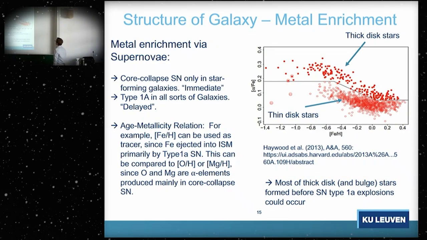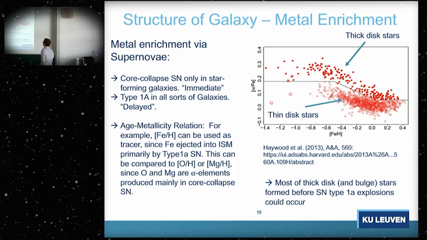So here you see an illustration of this. This is metal enrichment via supernova. You have your core collapse supernova only in the star-forming galaxies because you need massive stars around. So if your galaxy is not star-forming, for example the elliptical galaxies, then you won't have any core collapse supernova going on. There aren't any massive stars there.